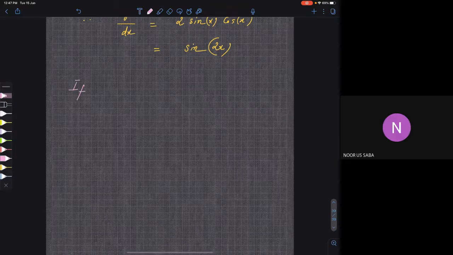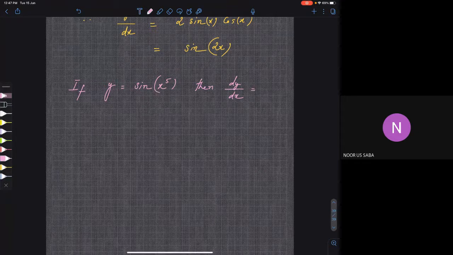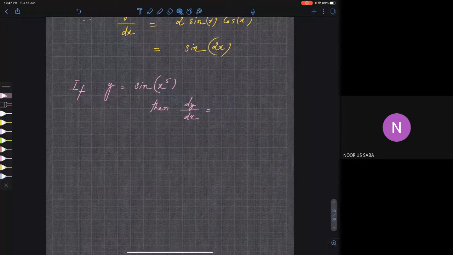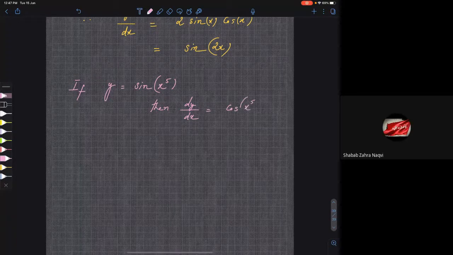Now the question. If y equals sin of x power 5, then dy by dx equals? Tell me quickly what the answer is. Cos of x power 5 multiplied by 5x power 4. Very good, very good.